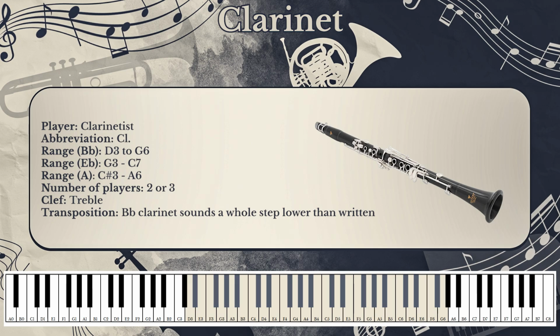The B-flat clarinet's pitch ranges from D3 to G6, and it sounds a whole step lower than written in the music sheet. The clarinet music sheet is written in treble clef. The clarinet is a single reed instrument, meaning the player produces sound by blowing air between a reed and the mouthpiece.